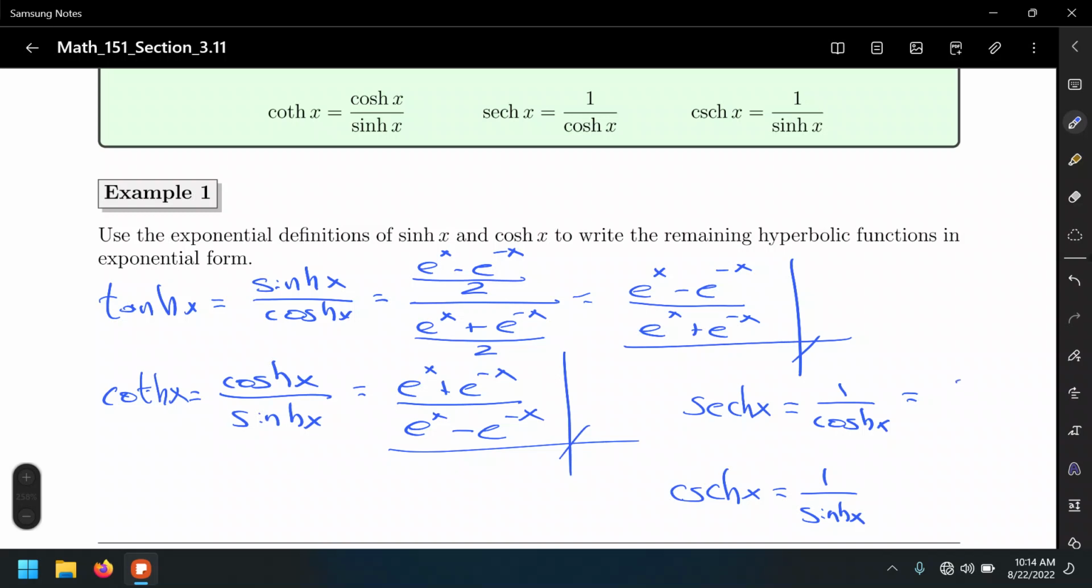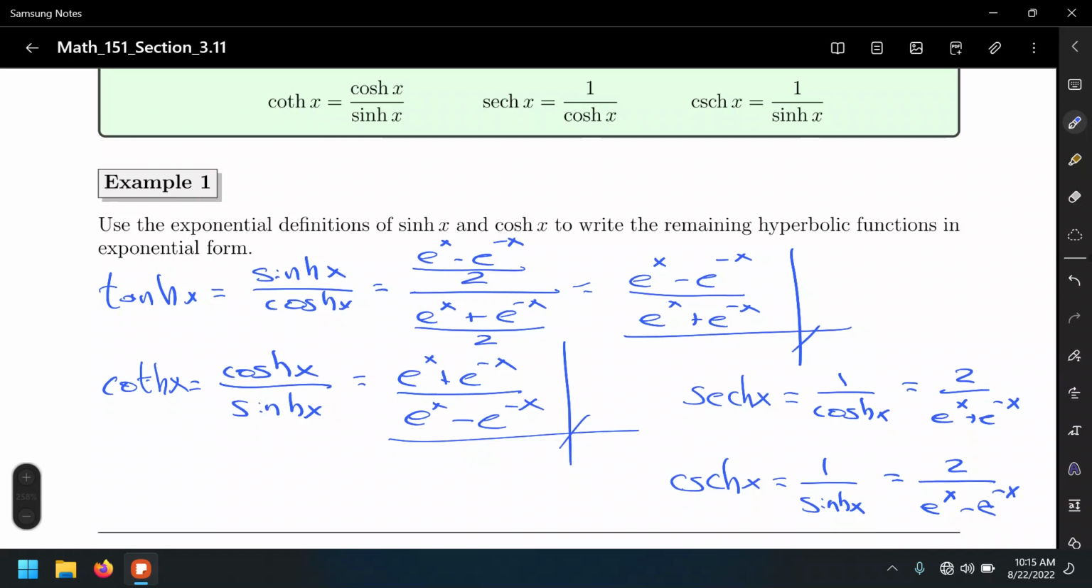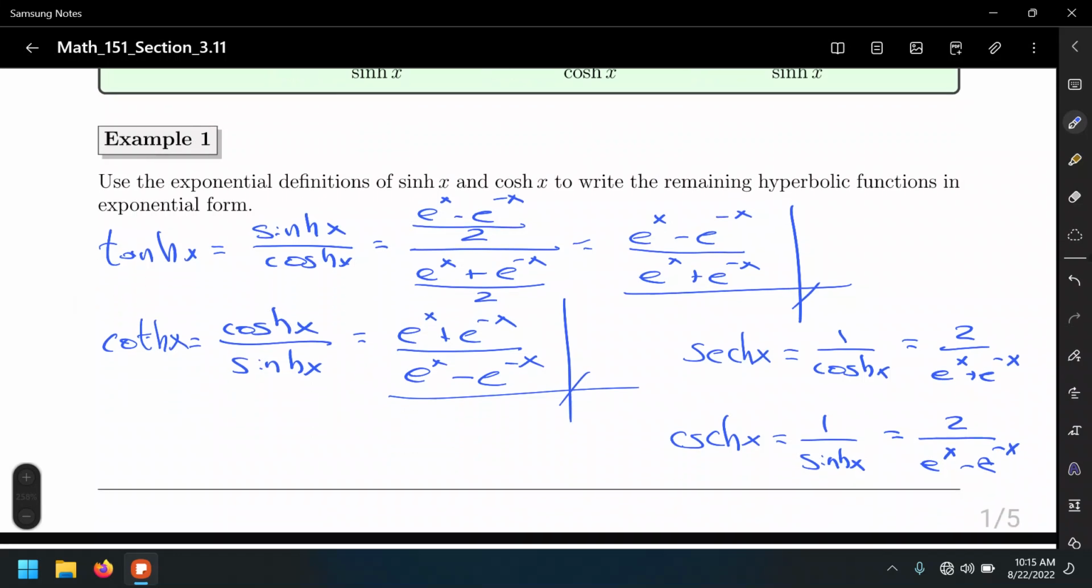Well, first the sum. And over here, so it's minus. All right. And those are the definitions of the remaining hyperbolic functions in terms of exponentials.